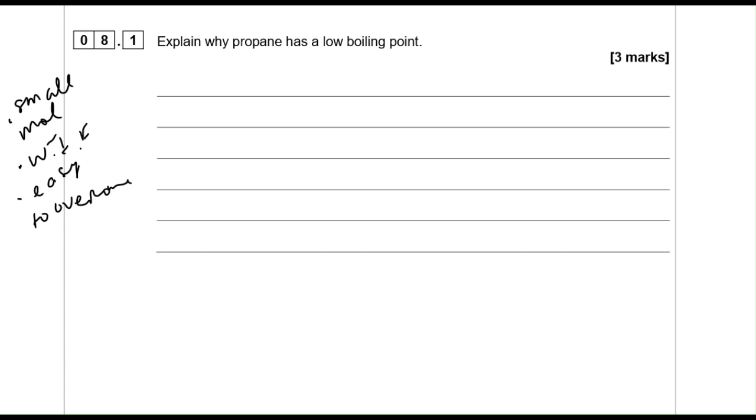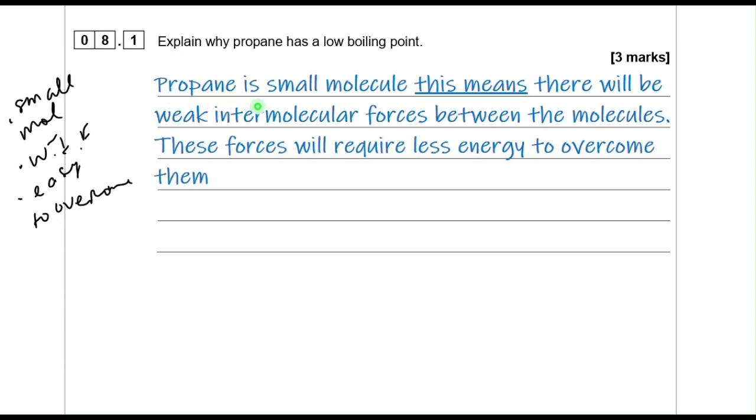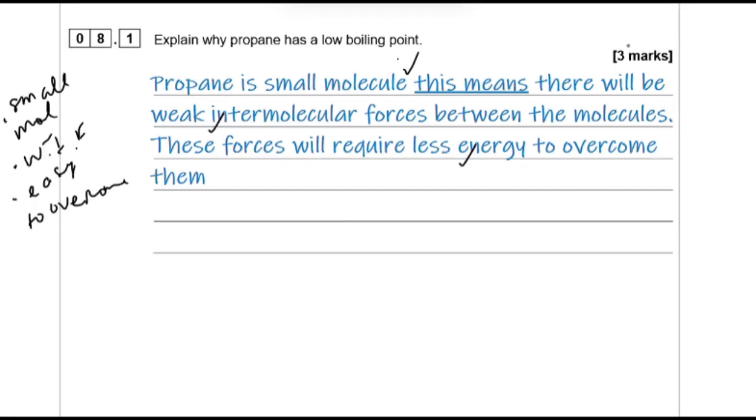So let's construct an answer. Propane is a small molecule. This means, and I've underlined that because this is our explain bit, this is our connector, this means there will be weak intermolecular forces between the molecules. These forces will require less energy to overcome them. So the marks are allocated. Propane is a small molecule, 1 mark. This means there'll be weak intermolecular forces, 2 marks. These forces require less energy, 3rd mark. Back of the net, 3 marks.